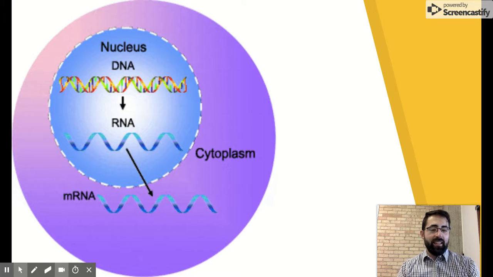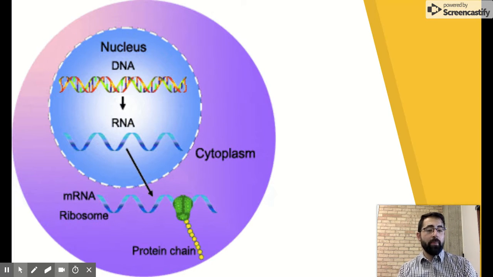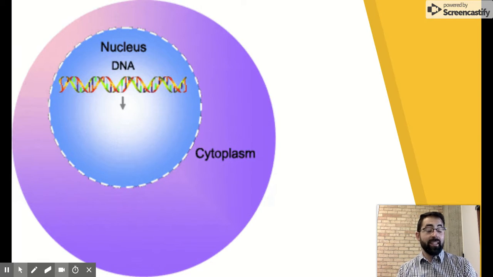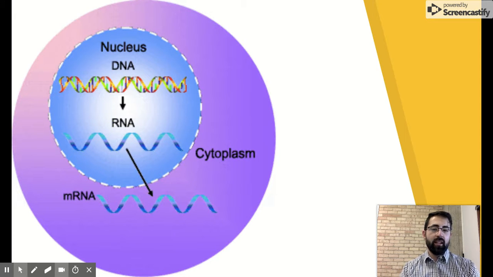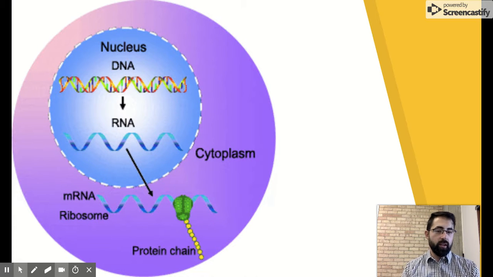So DNA cannot leave the nucleus. It's too big. It's not allowed out. So what it does is it'll copy a section of itself onto RNA, which is another type of nucleic acid. This RNA will then leave the nucleus because it's allowed out, and then it will translate into a protein chain, which will then go do the work.